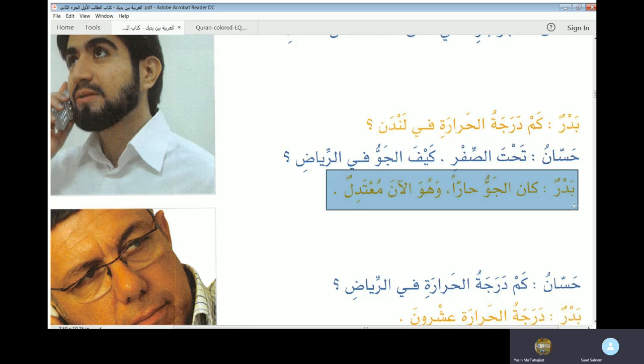Okay, harran, hot. And now it is moderate. Okay, moderate. Moderate, which is like warm or okay, like moderate. Is it moderate? Yes, moderate, good. Moderate, okay.